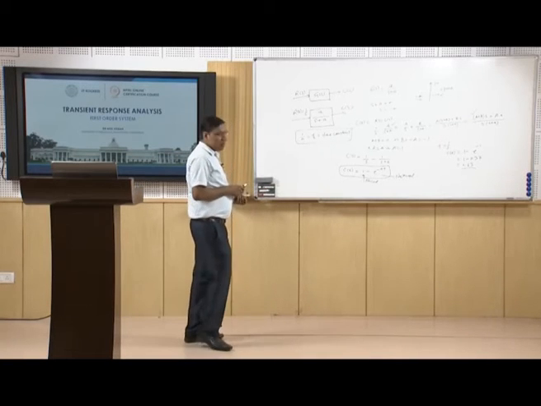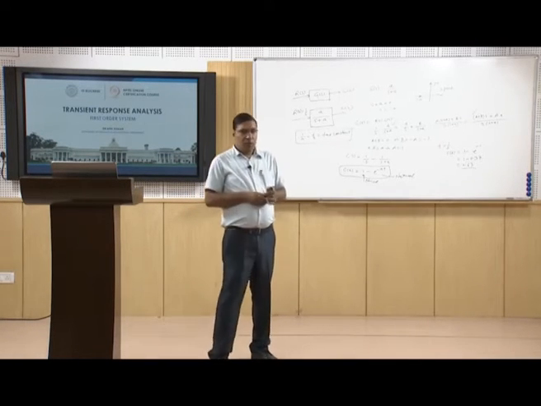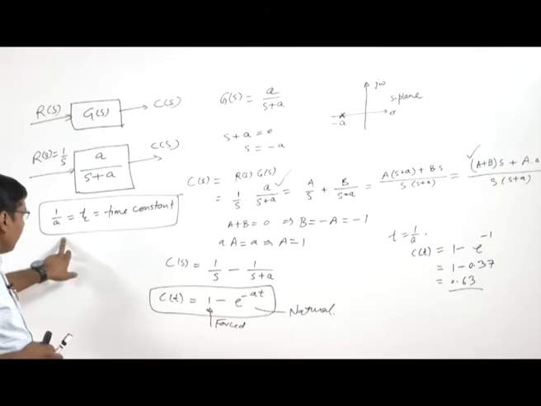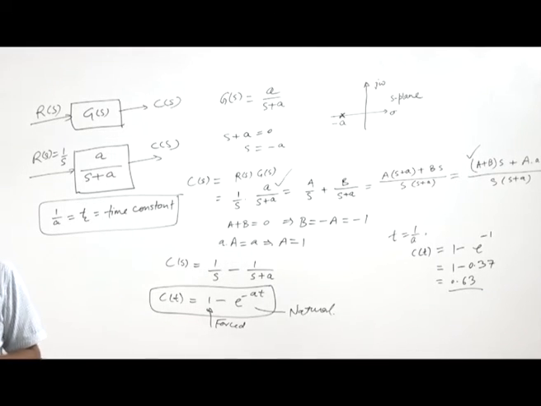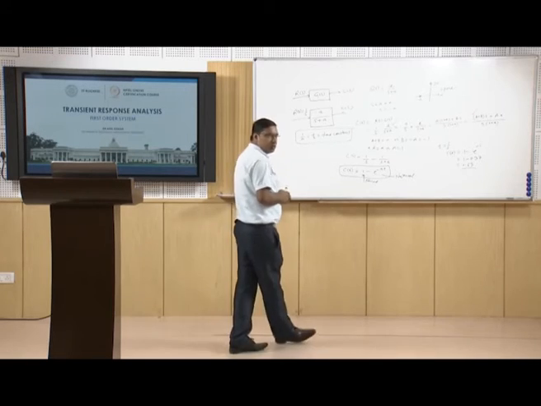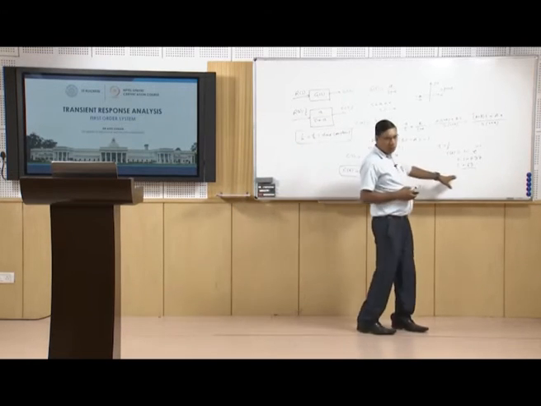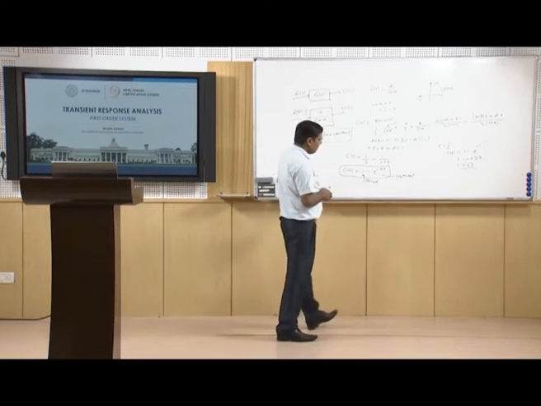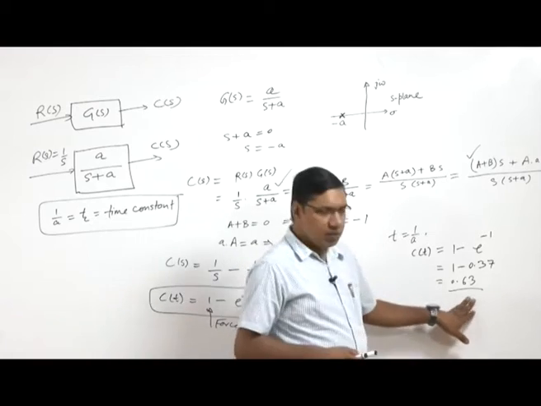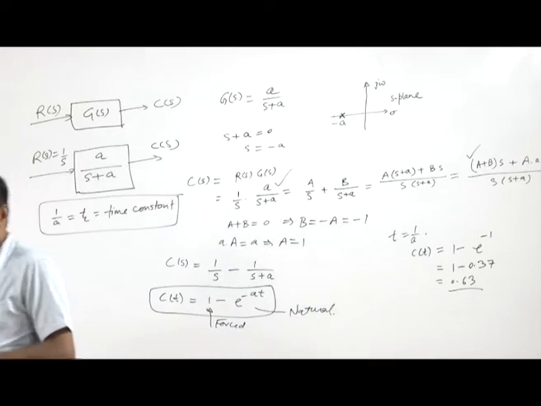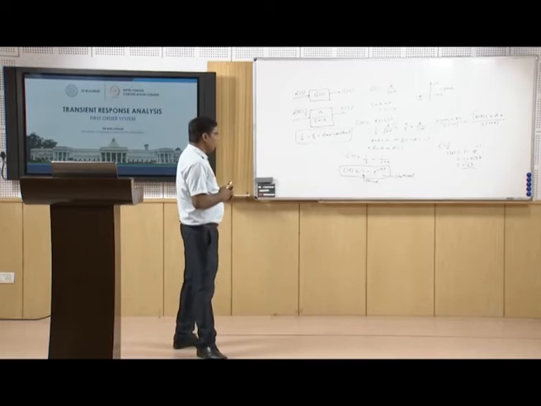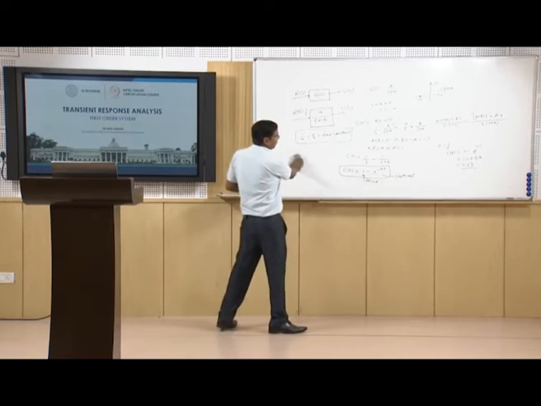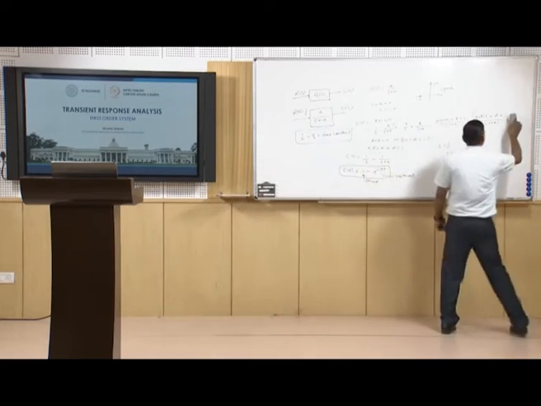So the time constant of a step response is defined as the time at which the step response of the first order system rises to 63% of its final value. So here the response is 63% of the final value, and that is called the time constant. A typical response of a first order system can be plotted.